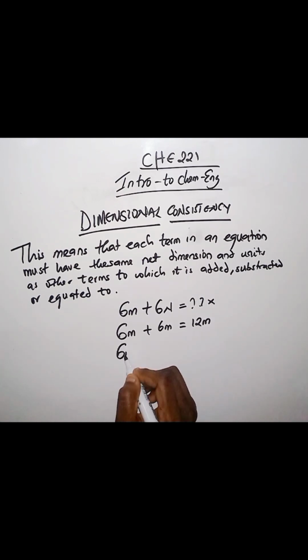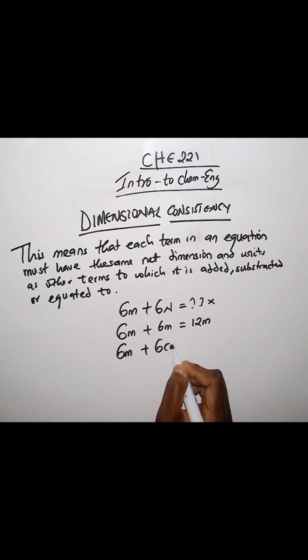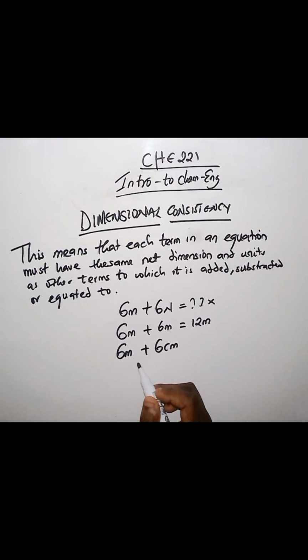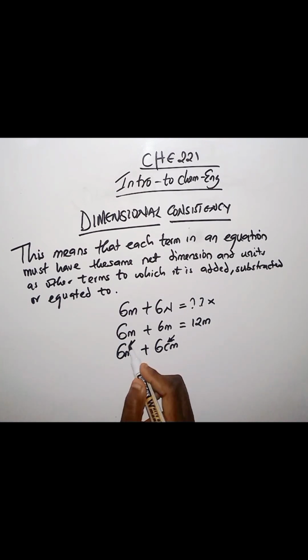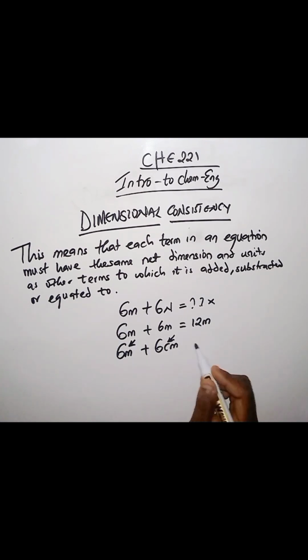But if you have 6 meters plus 6 centimeters, they both are used to measure length, yes, but they do not have the same unit. This is in meters and this is in centimeters. You have to either convert this one to meters so that it can easily add up, or convert this one to centimeters. This is all what dimensional consistency is about, making sure that the net dimension and unit of the terms to which it is added, subtracted, or equated to are the same.